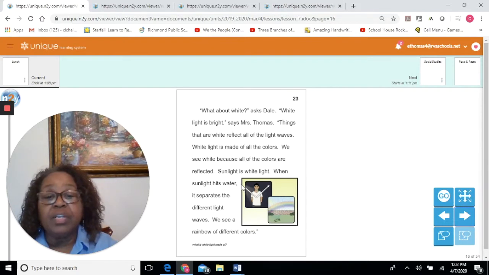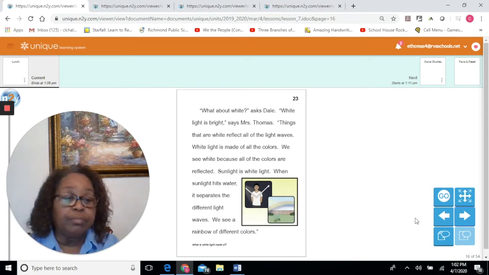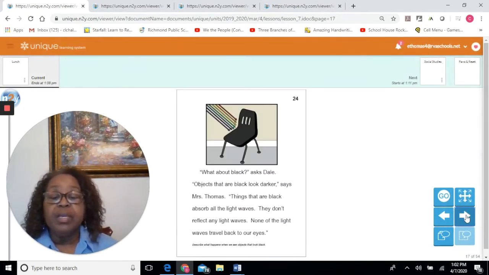Another picture shows how the light waves are bouncing off the white shirt, but no color is happening. The shirt is white. And here, this is a picture of a spray. The water is spraying the yard, and when the water hits the light, it separates the color and we get a rainbow. Now, in this picture, we see this chair is black. These are the light waves, and the light waves are being absorbed because none of the colors are being bounced back. So this color black is absorbing all of the color.